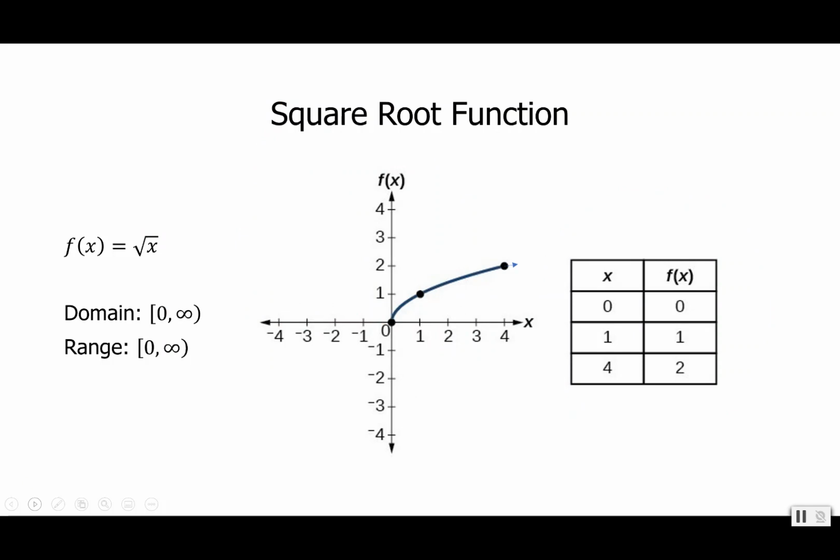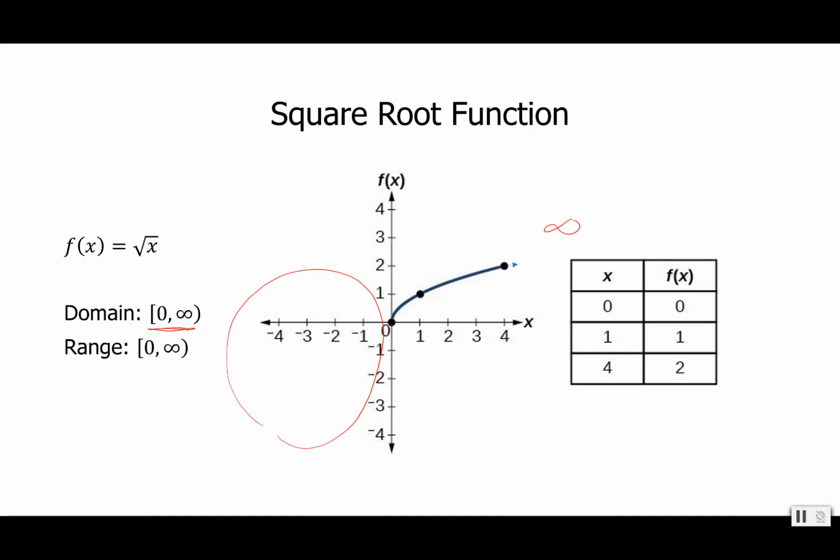This one's special. We have a square root function. Notice this one does not include any values on the left-hand side of 0 for x. That's why our domain starts here at 0 and goes toward infinity for our values of x.